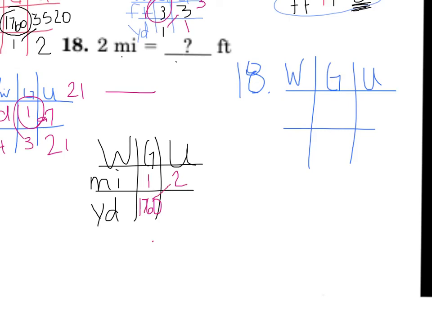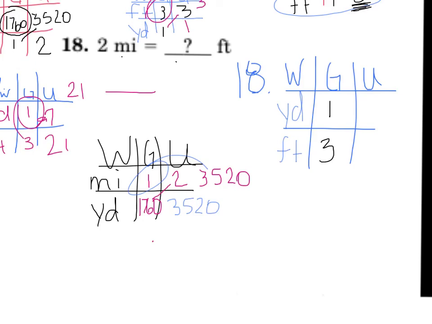Okay, 1,760 times 2 is 3,520. Okay, divided by 1 is 3,520. Now we're going to use that number to change yards to feet. Yards to feet. Okay, so that's 3 feet in 1 yard.